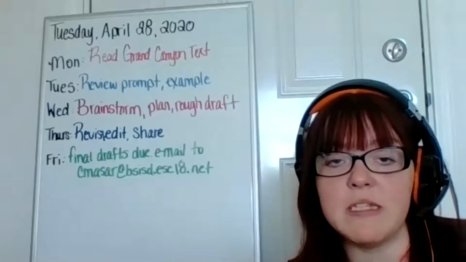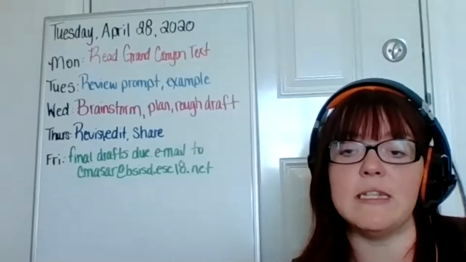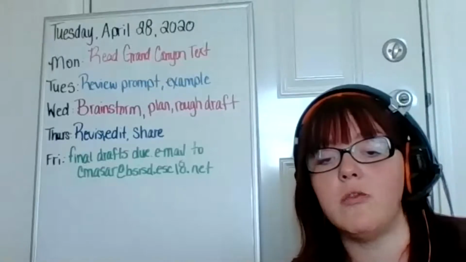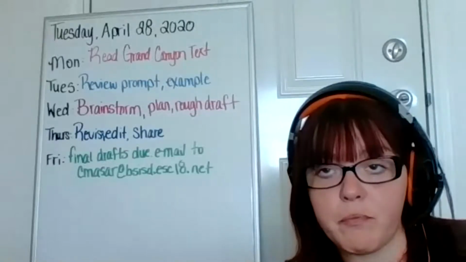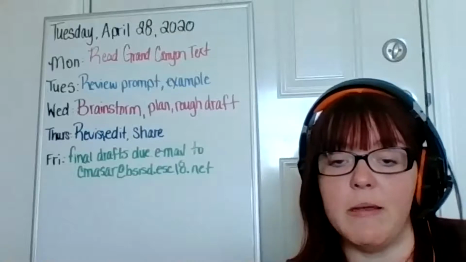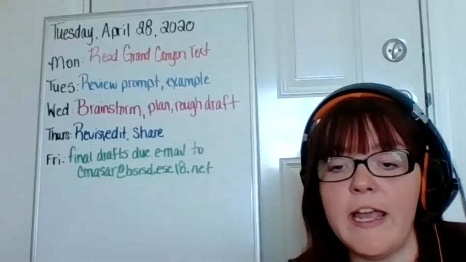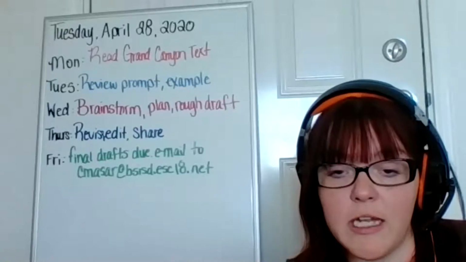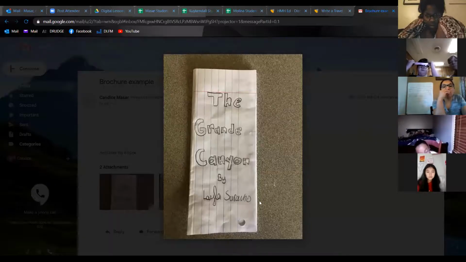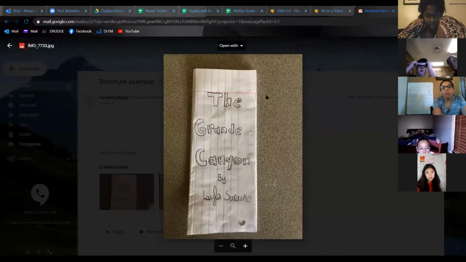So that was the prompt. We're going to look at 2 different ways that you can do this assignment. The first way is an assignment that I got from Layla. Layla did her assignment a little bit early, and this is what she turned in. Layla took a piece of notebook paper and made a burrito fold. Remember that? The trifold that we make in class. And she made her own brochure. Here's the title of her brochure, The Grand Canyon by Layla.